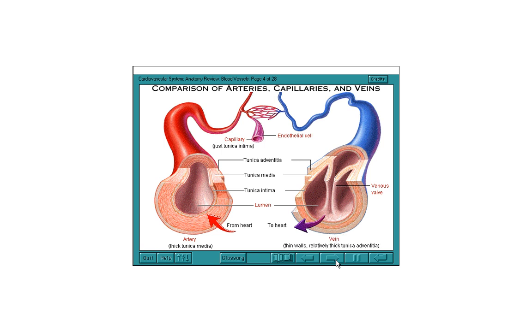Veins are farthest from the heart, and so they experience the least pressure. Their walls are thinner than arterial walls, and their lumens are larger, allowing them to accommodate a large volume of blood. The tunica adventitia is the heaviest wall layer in veins.